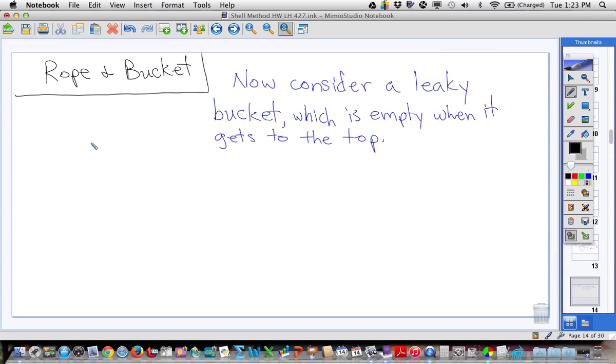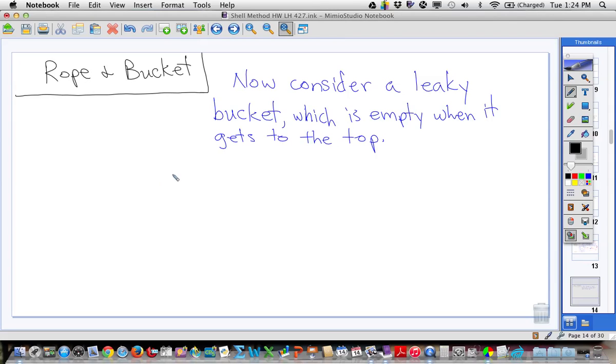Now, let's consider this. Now the bucket's leaking. So it starts with 16 pounds at the bottom, but when we get it to the top, it's empty. Now, we're going to assume, again, to keep it simple, a linear rate that the water comes out. Because remember, we did that differential equation problem. Remember Torricelli's law with the cooler, with the thing of water? It comes out faster when it's full and not as fast at the end. So we'll ignore that, and we'll just pretend that it's going to come out the same rate all the time.